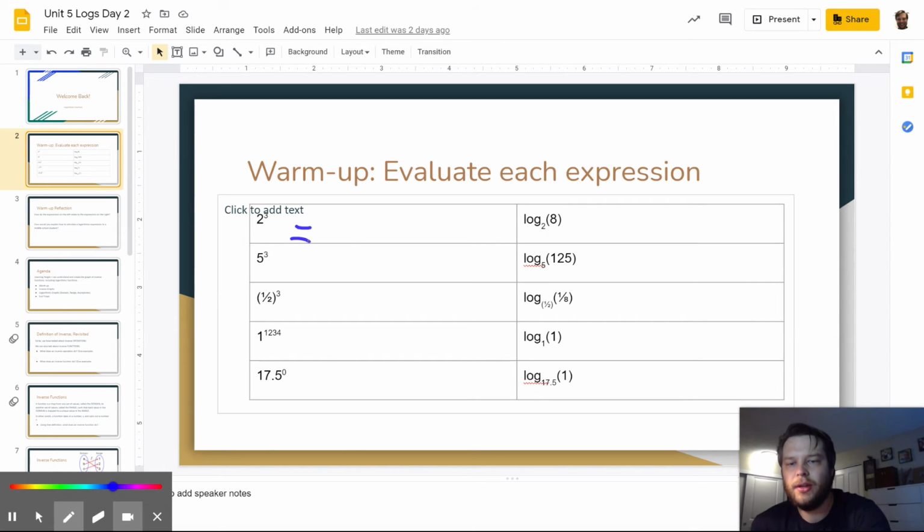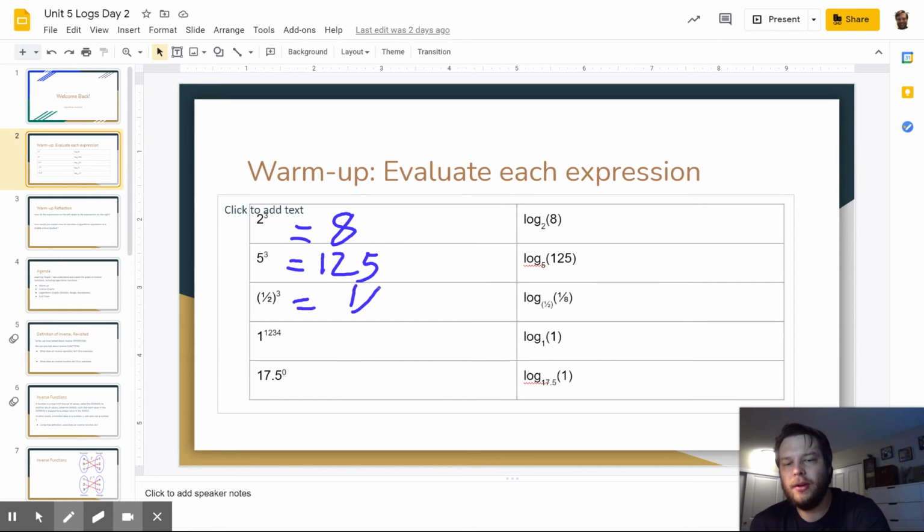2 to the third power is 8. 5 to the third power is 125. 1/2 to the third power is 1/8. 1 raised to any power is 1. Any number raised to the 0 power is also 1. 0 and 1 are really important numbers to think about.